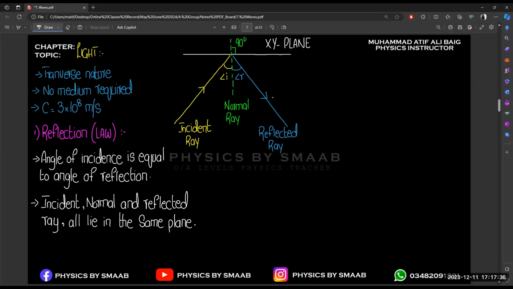So these are two postulates. Whenever they ask about the law of reflection, always remember these two postulates. And the concept of the diagram is very simple. So this is the first idea related to light, that is reflection of light.